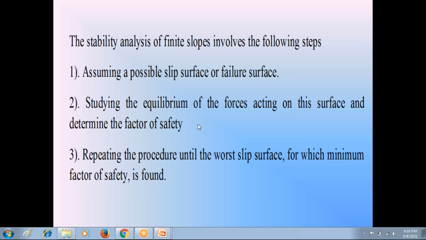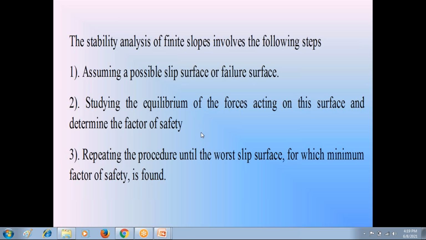Then among those different failure surfaces, for one failure surface, the factor of safety becomes a minimum. That is called the critical failure surface of the finite soil slope. In future, the soil slope is subjected to failure about that minimum factor of safety failure surface. So this is the procedure normally we adopt in the stability analysis of finite soil slopes.